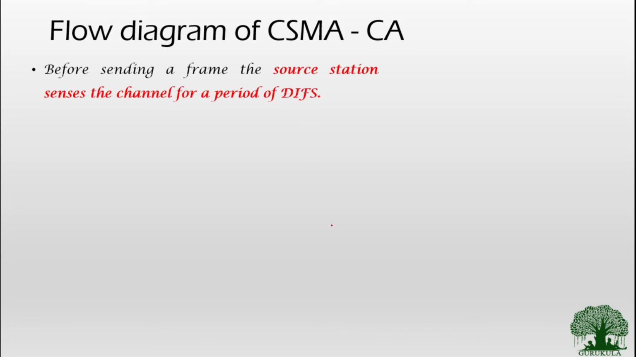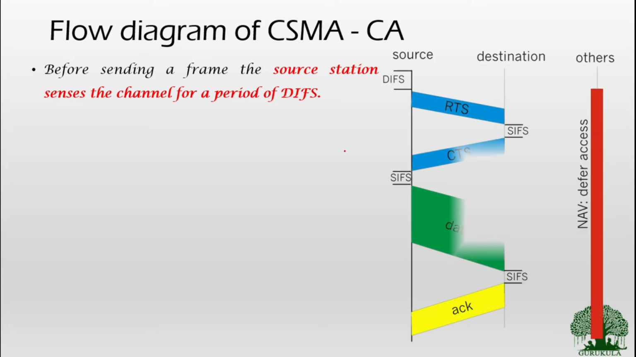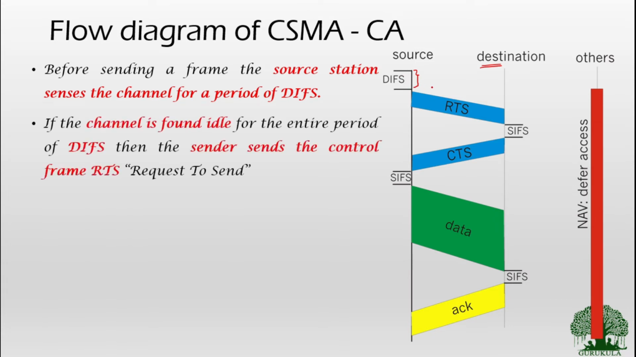So now we will try to understand how this CSMA CA works with the help of a flow diagram. First of all, before sending a frame, the source station senses the channel for a period of DIFS. So we already know that DIFS is the period for which the station is going to sense the channel for its idleness. For example, here is the source station and here is the destination station. Before sending any data, the source is going to sense the channel for the period of DIFS.